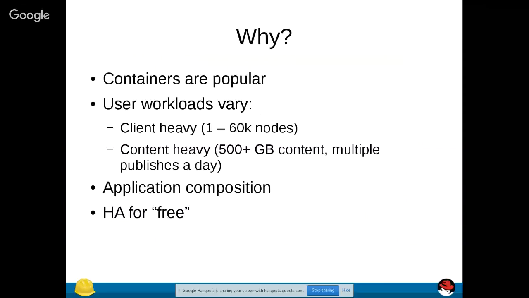And then I hear that there are people that have sort of content heavy workloads, where they have lots and lots of content, gigs on gigs of content. They're trying to do multiple publishes and manage RPMs or Puppet modules or other types of content. And that changes what a particular user may need to scale based on what their workload types are. I'm sure there are other workload types out there.